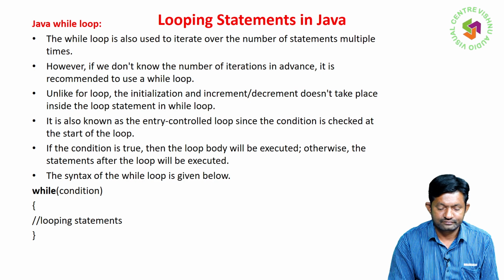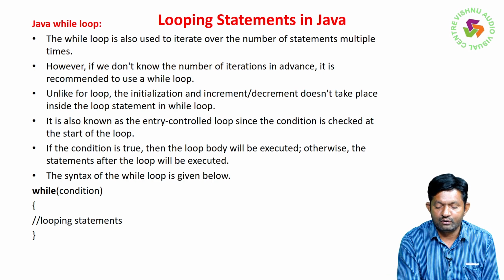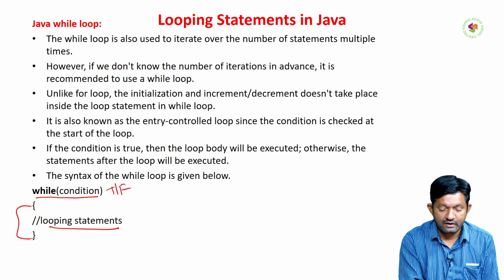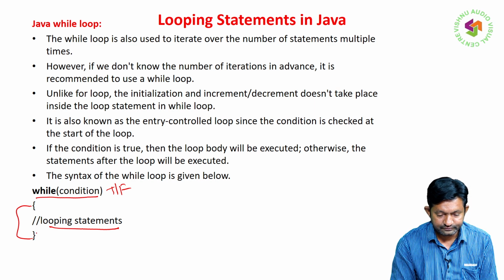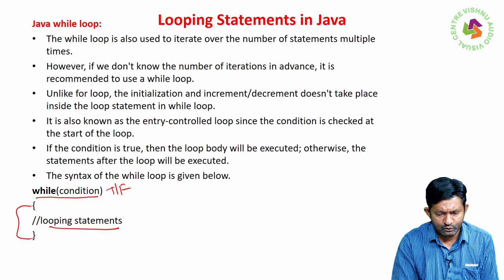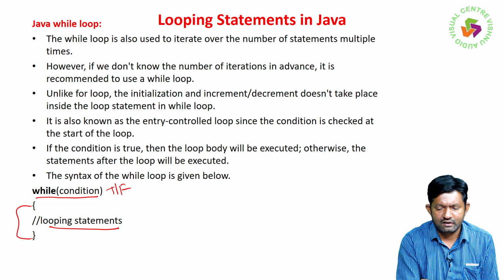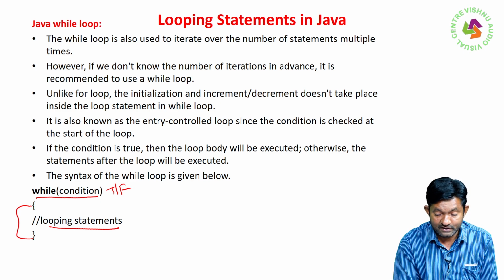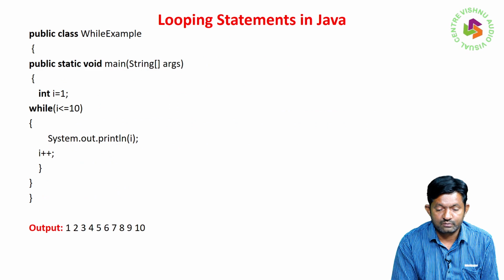Java while loop. The syntax of the while loop is given below: while, condition. The condition may be true or false. If the condition is true, it will execute the statements within the block of code. It is the same as the for loop, but the initialization, condition checking, execution, and increment or decrement are arranged differently. I will demonstrate with a small example.